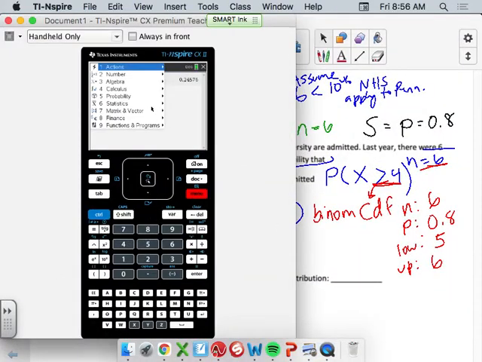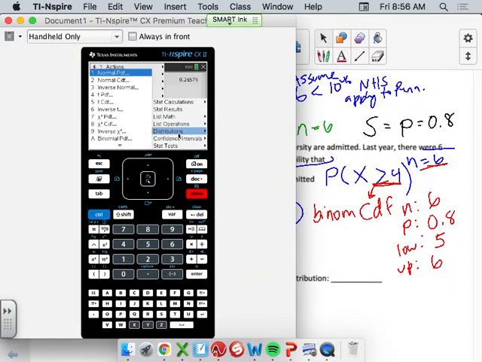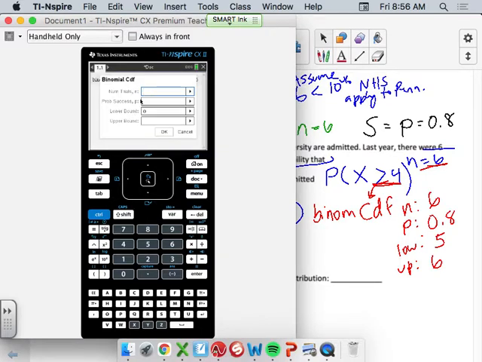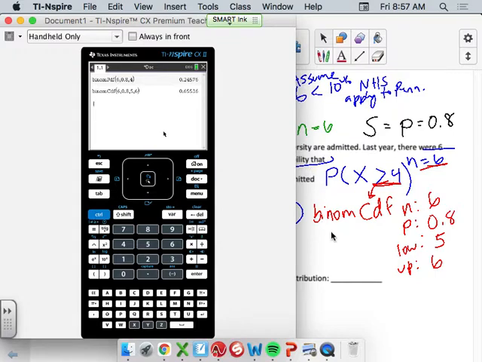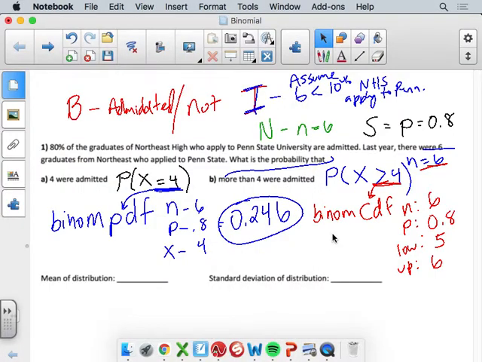Menu, statistics, distributions, binomial CDF. You've got 6, 0.8, 5 to 6. Then you click OK, and there's a 65.5% chance of that happening, so 0.655. So showing what that means.